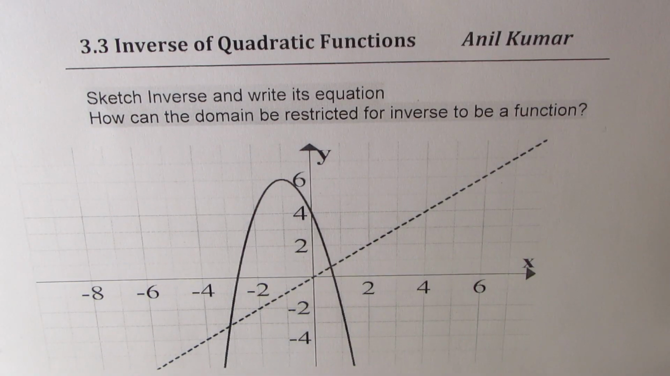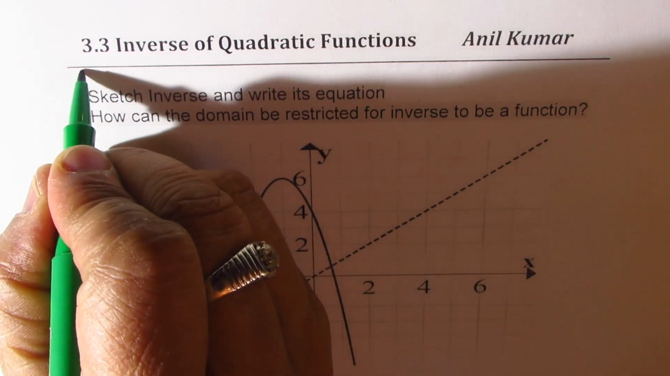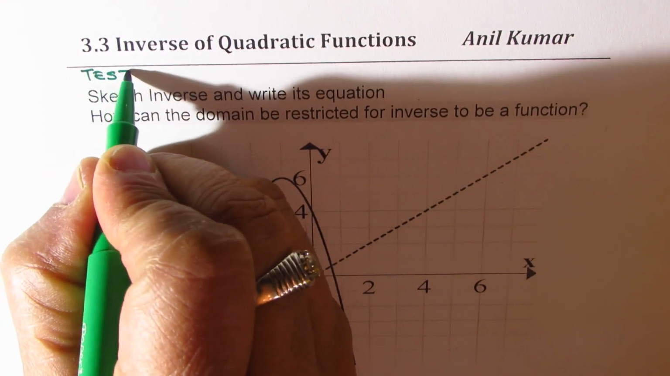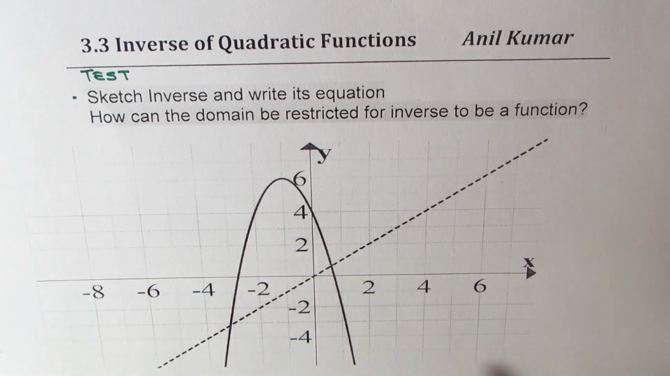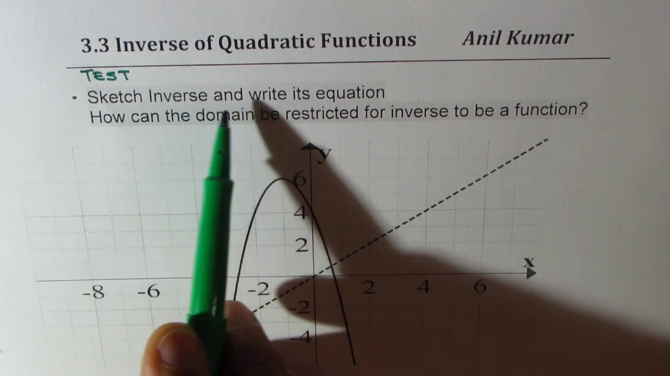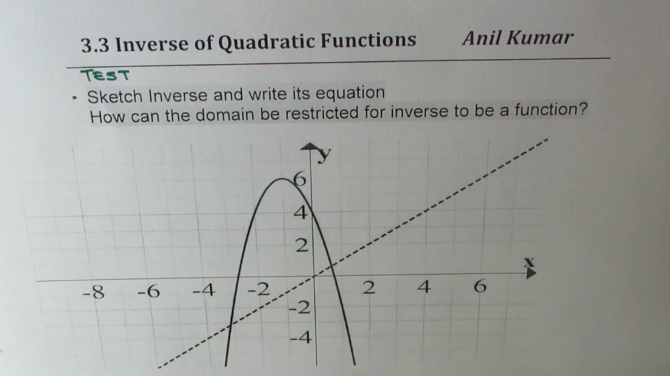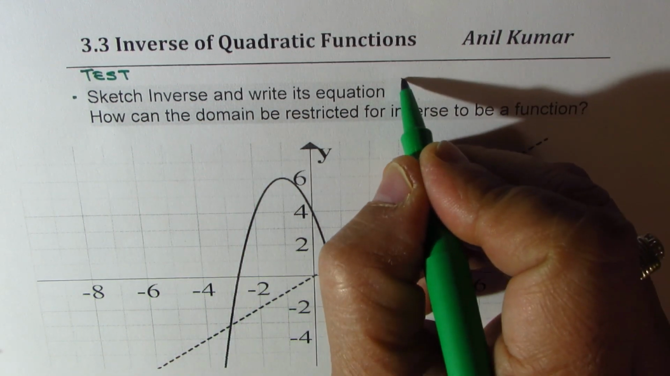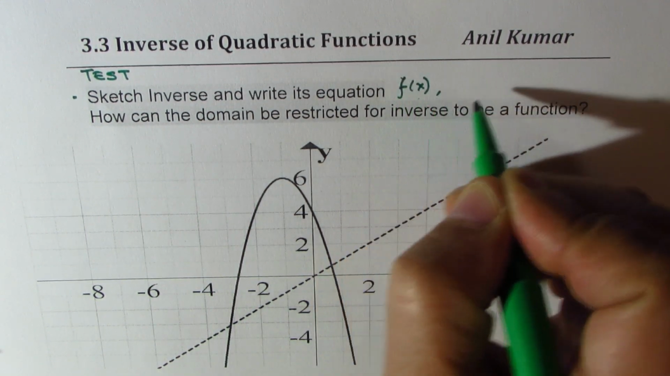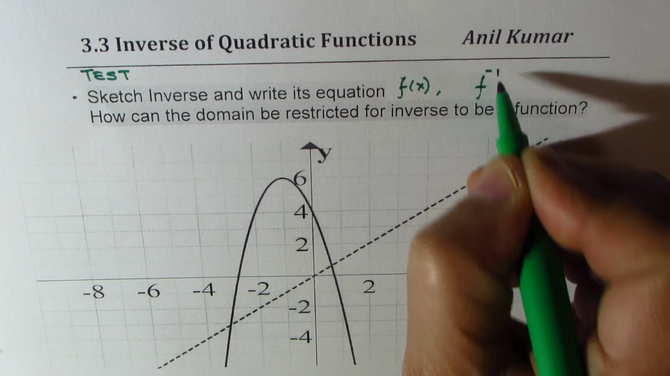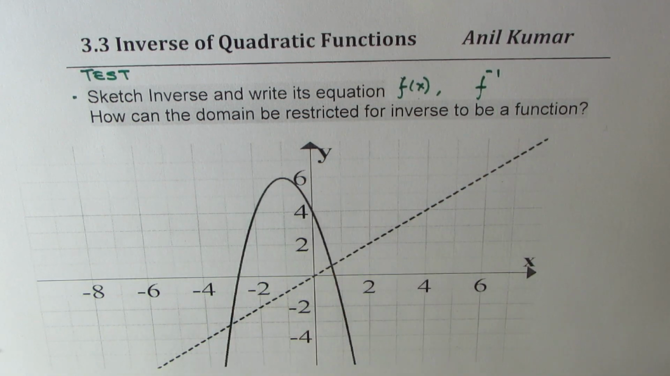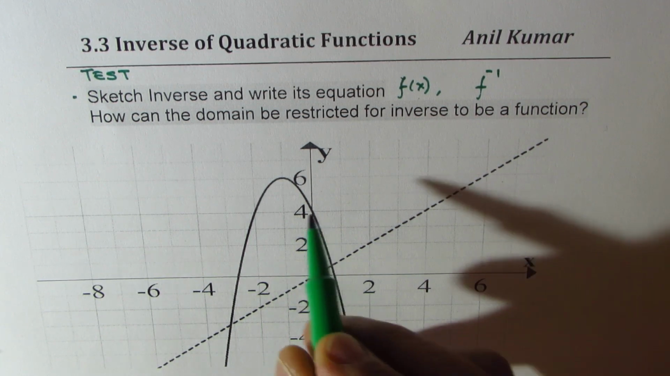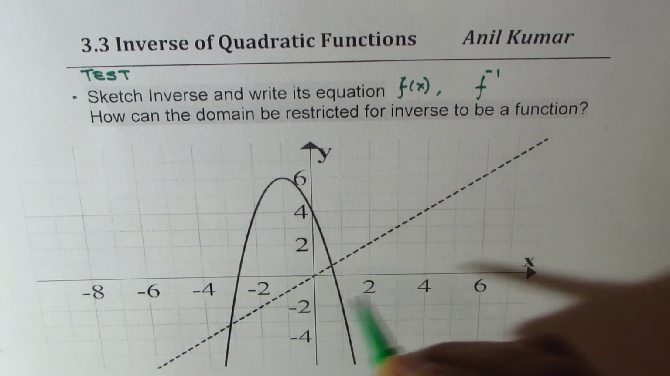Now, I hope you got all the concepts. Treat this question as your test question. What you need to do is sketch the inverse and write equations. So write equations for both the function itself and also its inverse. Here is the graph for you. The parabola represents the function, right? So this parabola is the function.